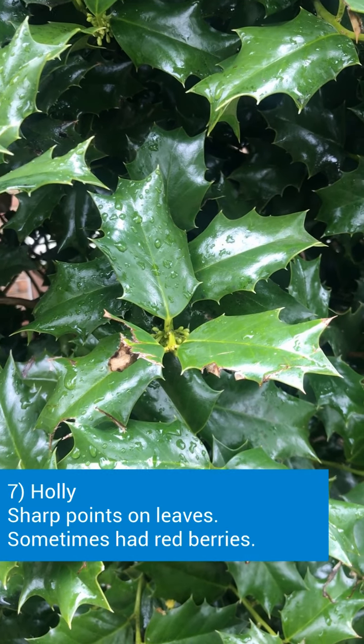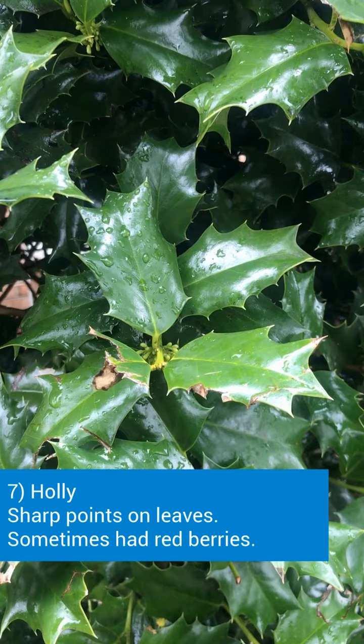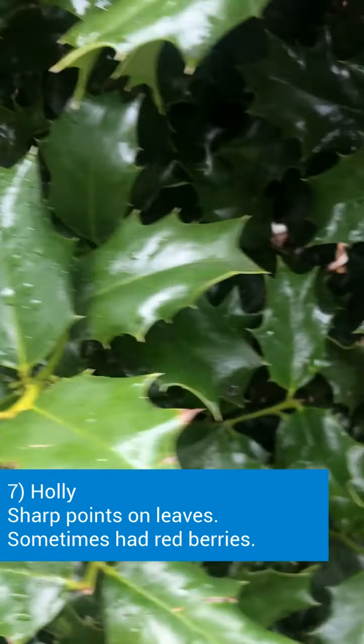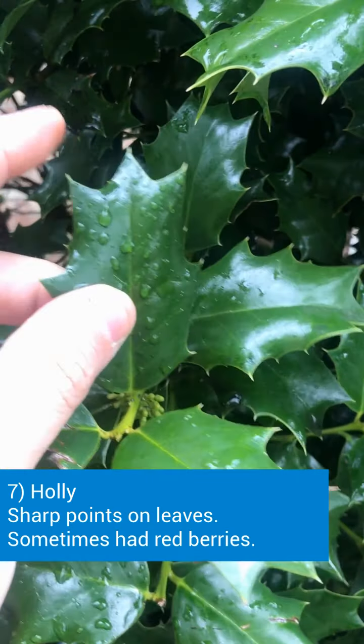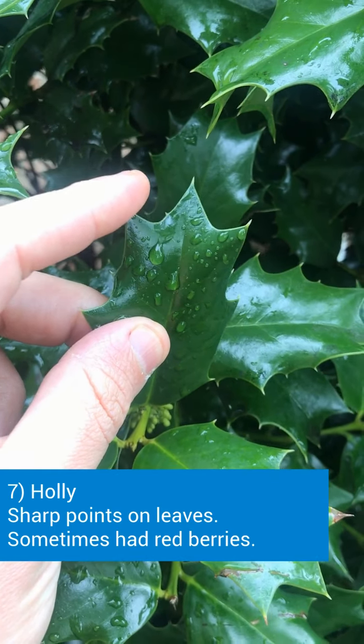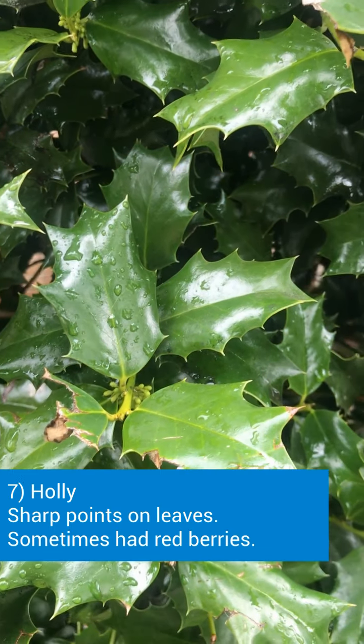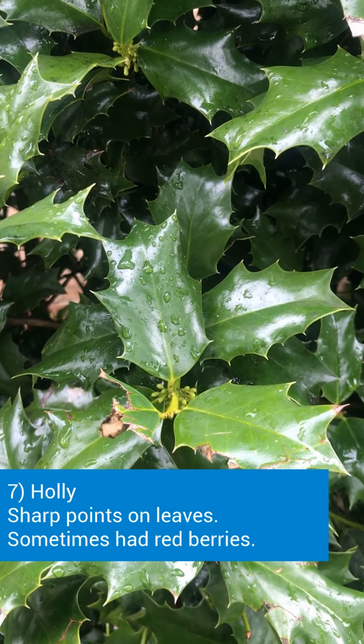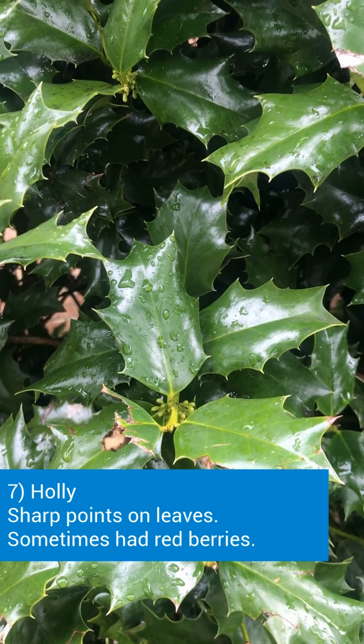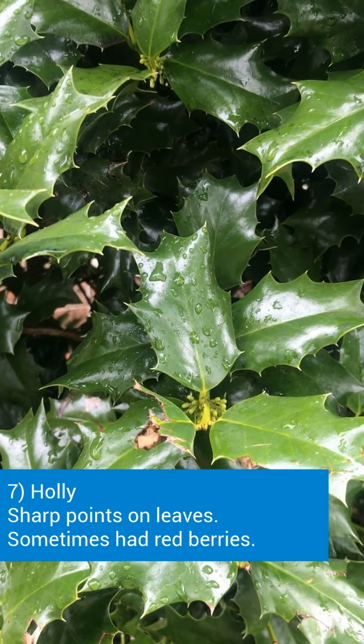This is a holly tree. Holly trees aren't really trees, they're bushes. They have a very distinct shaped leaf with these points on it. They're very sharp points. Holly trees sometimes have red berries. They're associated with Christmas. It's a holly tree. That's tree number 7.